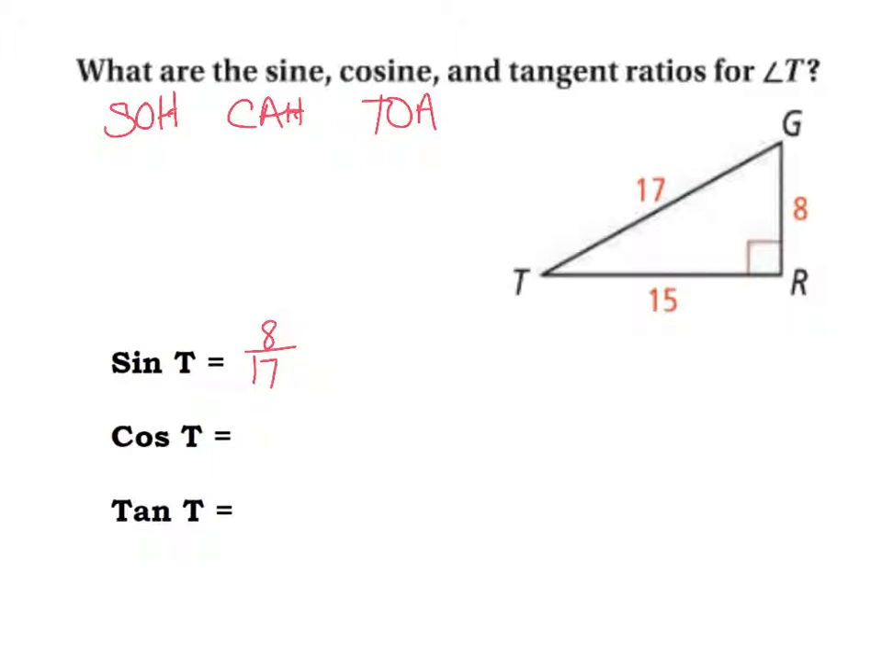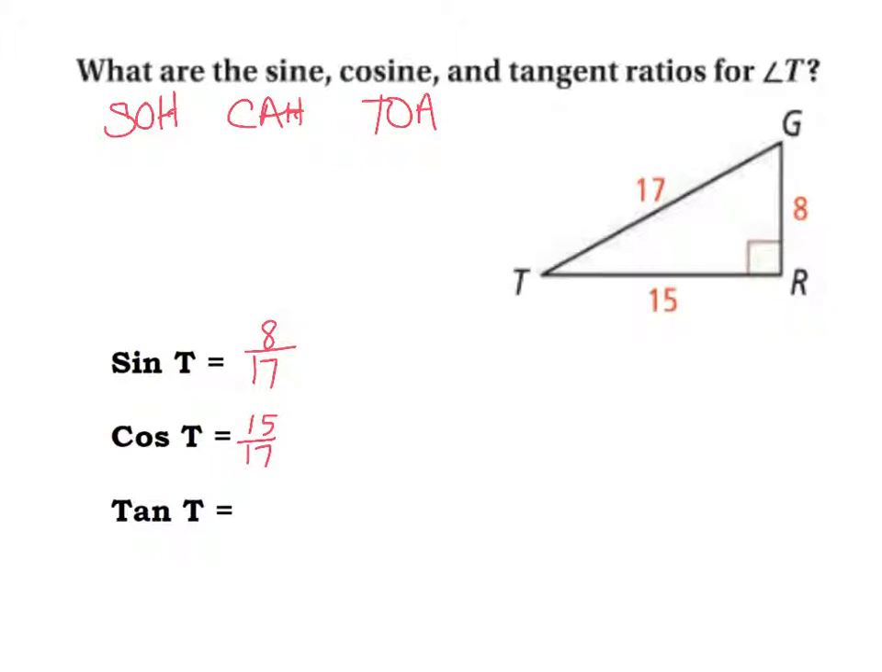Okay, let's try cosine of T. From T, cosine is supposed to be adjacent over hypotenuse. So the adjacent leg is the one that it's right next to, but it's the leg. It's also next to the hypotenuse here, but that's not a leg. So we call this the adjacent leg. This is your hypotenuse. I'm going to write cosine as 15 over 17.